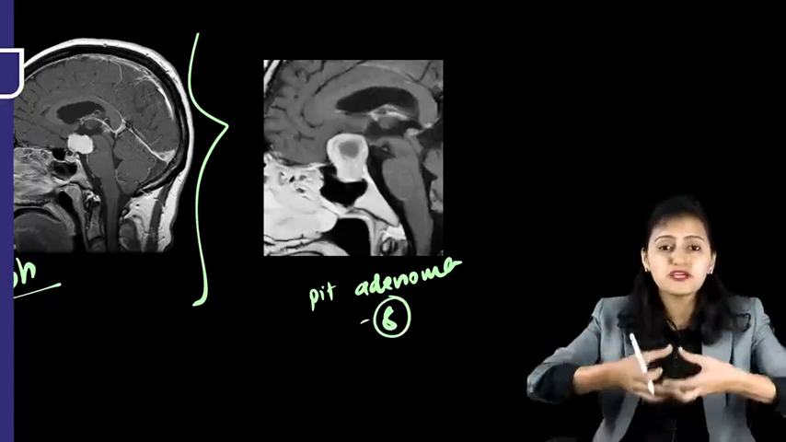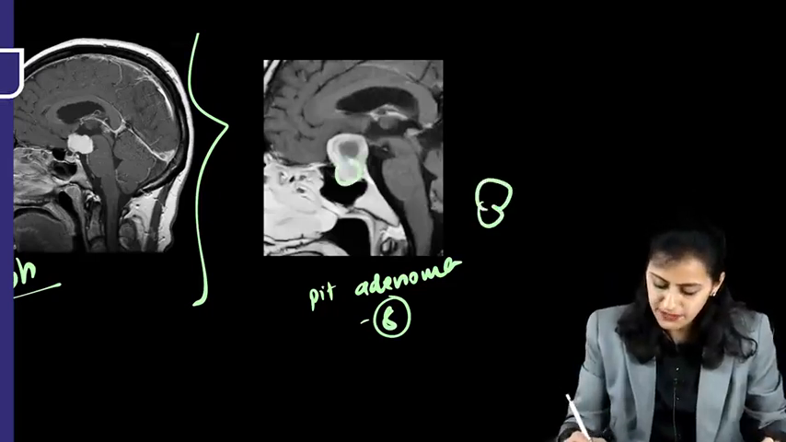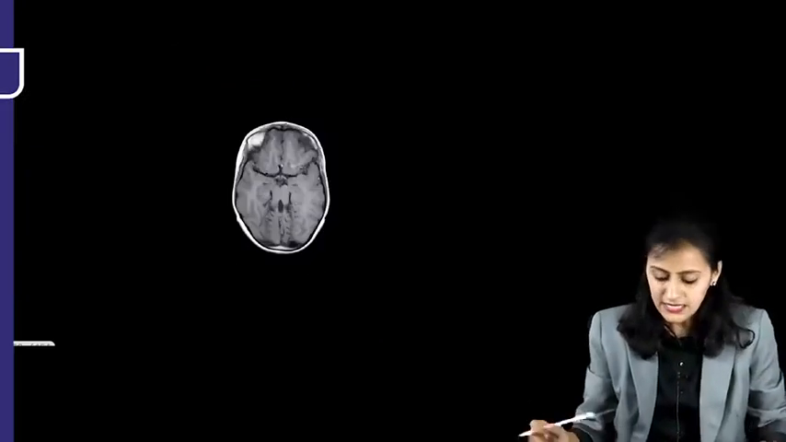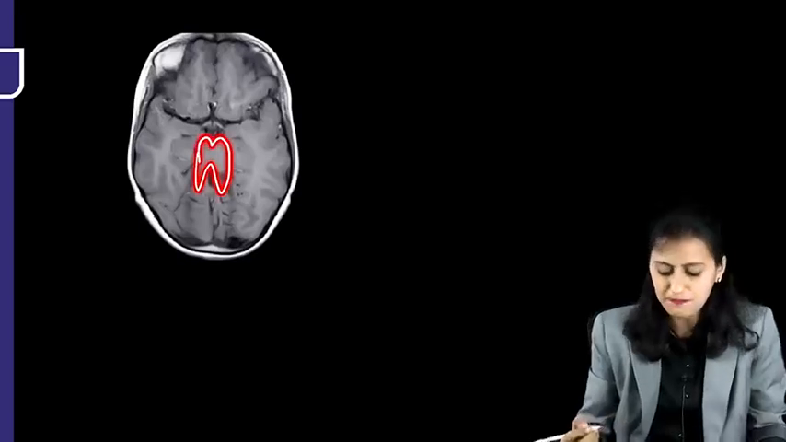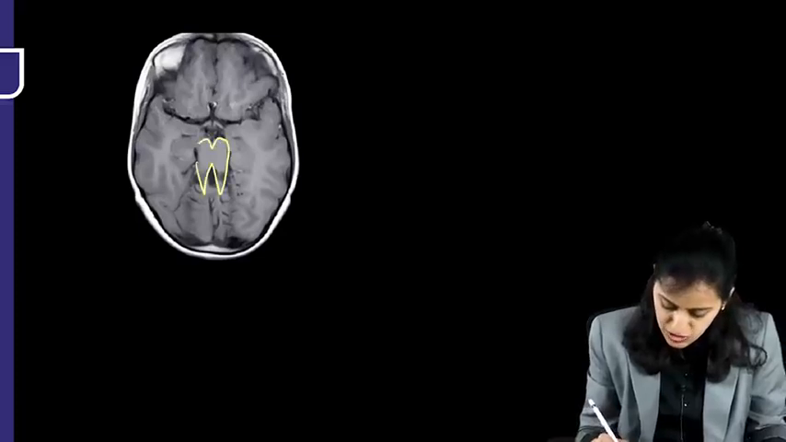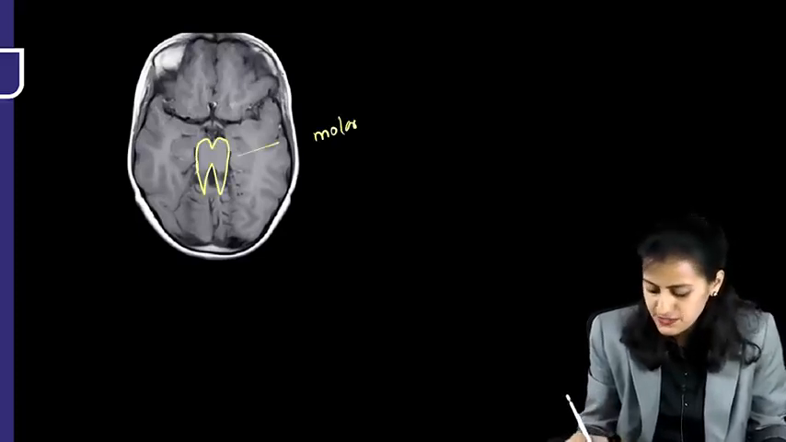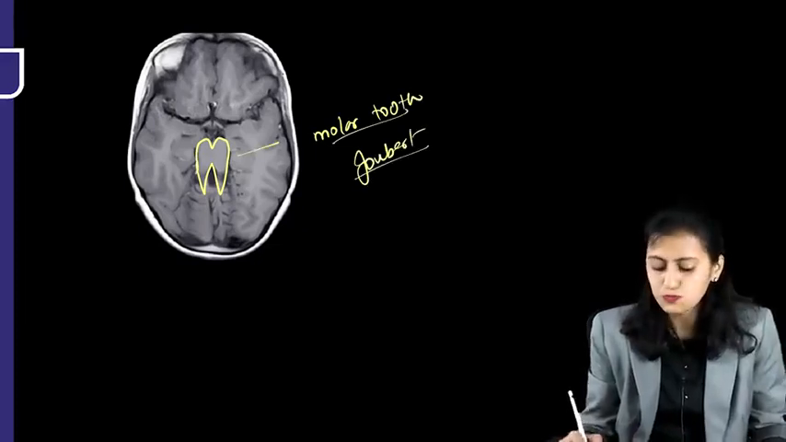Adenoma from the pituitary goes out, right? So it has that figure of 8 appearance. Next one, what are we seeing here? What we are seeing here is basically this molar tooth appearance of the midbrain because of the elongated superior cerebellar peduncles. So look at the molar tooth appearance of the midbrain, and this is seen in Joubert syndrome.